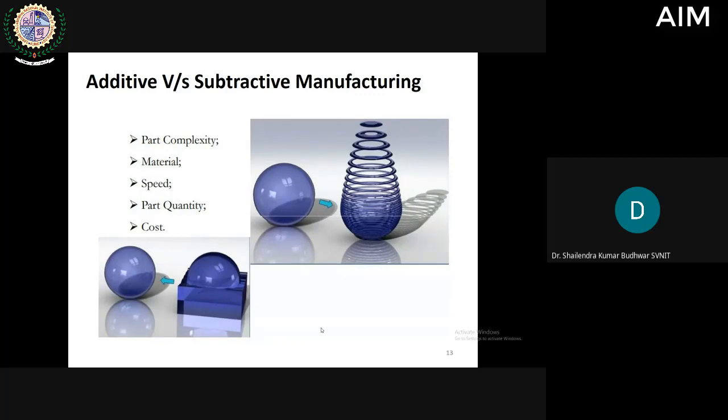Material: although nowadays there is a limited number of materials that can be used in additive manufacturing, this is an evolving technology. New and new research is being done in this domain. Therefore, in coming days, it may be possible that all types of materials can be handled by additive manufacturing.